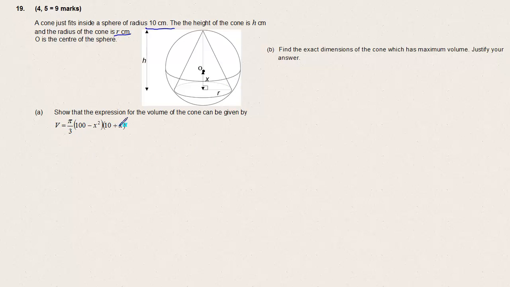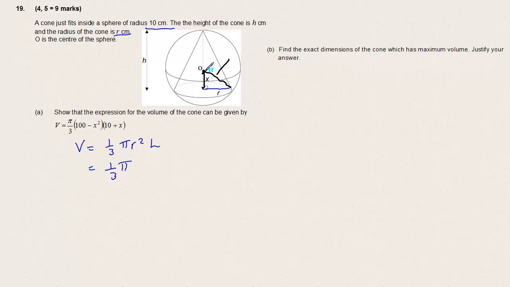Show that the expression for the volume of the cone can be given by this. Well, we know that the volume of a cone is 1/3 pi r squared h. So the 1/3 pi we can't do much with, those are just constants, but the r is this, and we know that we've got a right-angled triangle here. Now what I'm going to do is just draw in a hypotenuse on this right-angled triangle.